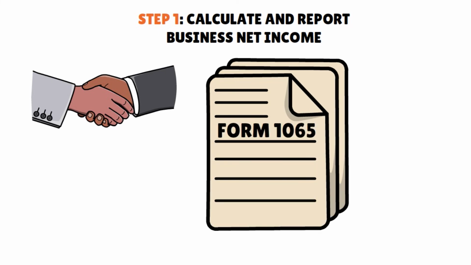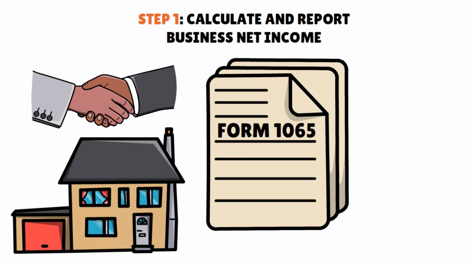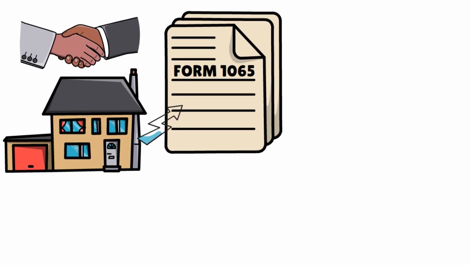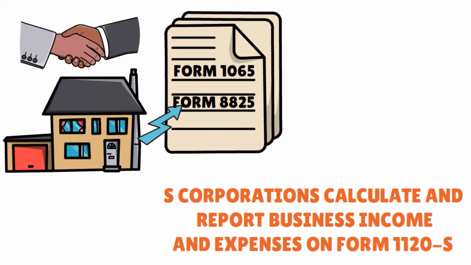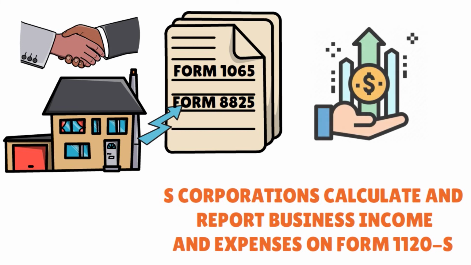In other words, the profit. And this includes income from rental real estate reported on Form 8825. And then you also have S corporation, which calculate and report business income and expenses on Form 1120-S. So step 1 is to calculate and report business net income.